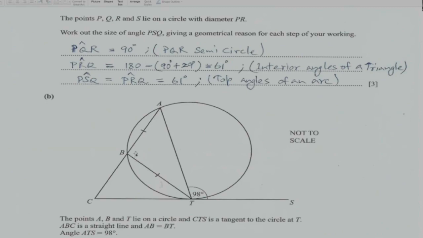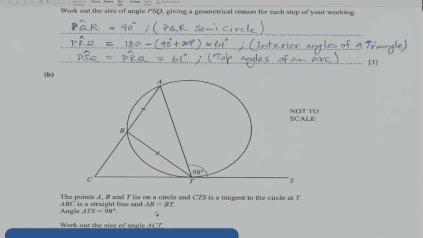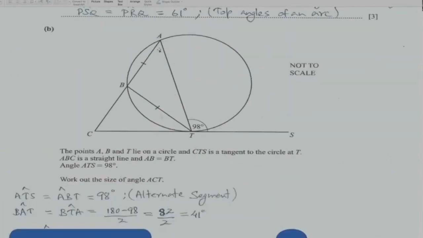So this is 180, this value is 98, then 180 minus 98 is 82, then divided by 2 is 41. This angle is 41. Now we have to find ACT. If this is 98 and this is a straight line, then 180 minus 98, this value is 82, no? 82 and this one 41. So 180 minus 82 plus 41.